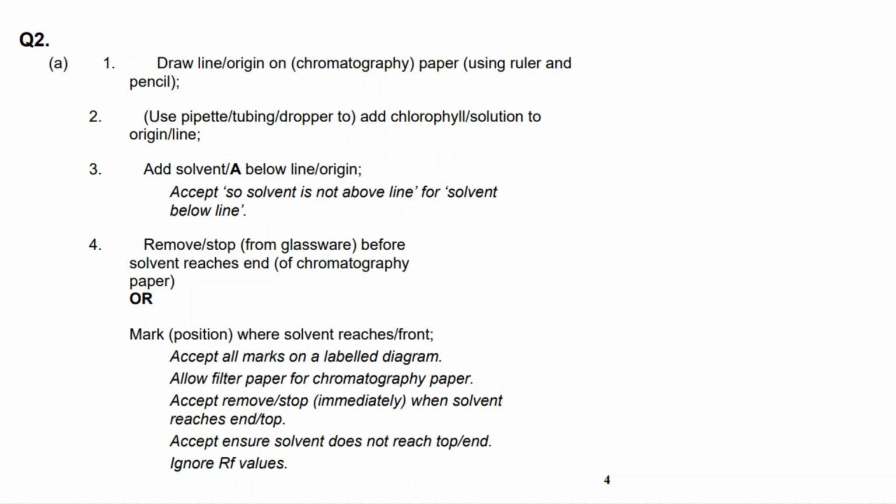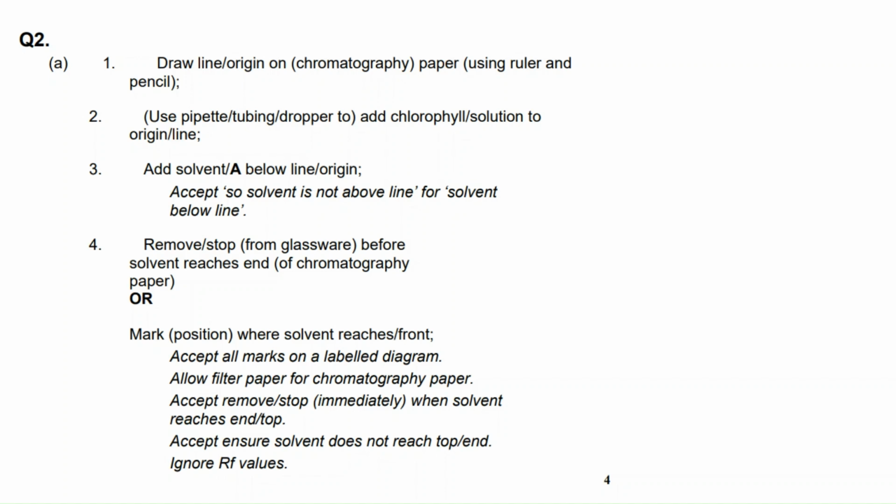Well, that's similar to what the marking point has said, but that's what they accept for that mark as well. And then remove before the solvent reaches the end of the chromatography paper, because that marks the end of the experiment. So that's something important to write. Or you can write mark where the solvent reaches the front. So the front basically means that position where it's reached near the end of the paper.